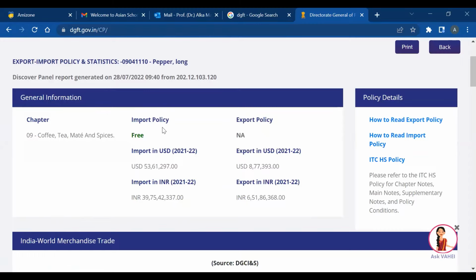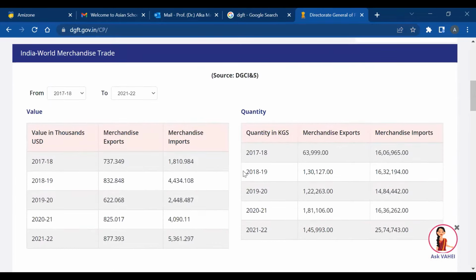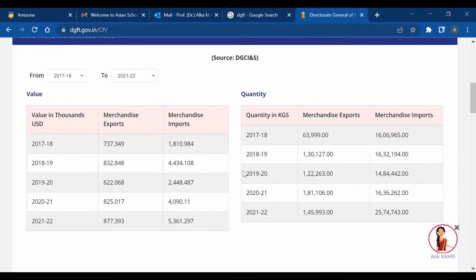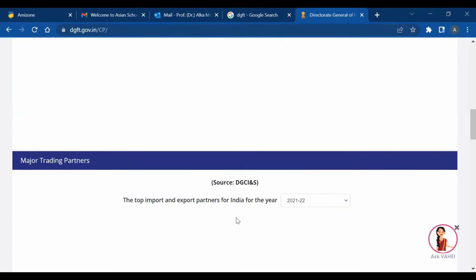It says that as per import policy, the product can be freely imported into the country. Also, as per the export policy, there are no restrictions as far as export from our country is concerned. These are the import and export values in dollars and INR. And this is the trend in exports and imports from 2017-18 till 2021-22. This will help you in analyzing whether the exports have increased or decreased over the years. Definitely, we can ignore the fact that during the COVID period, the export would have come down.